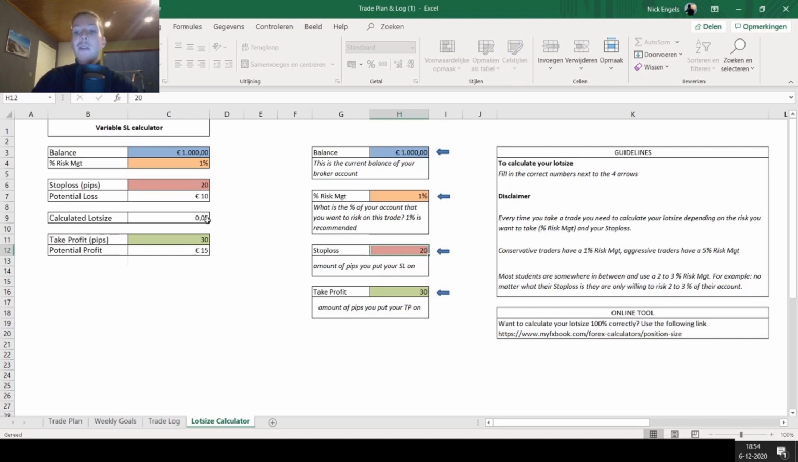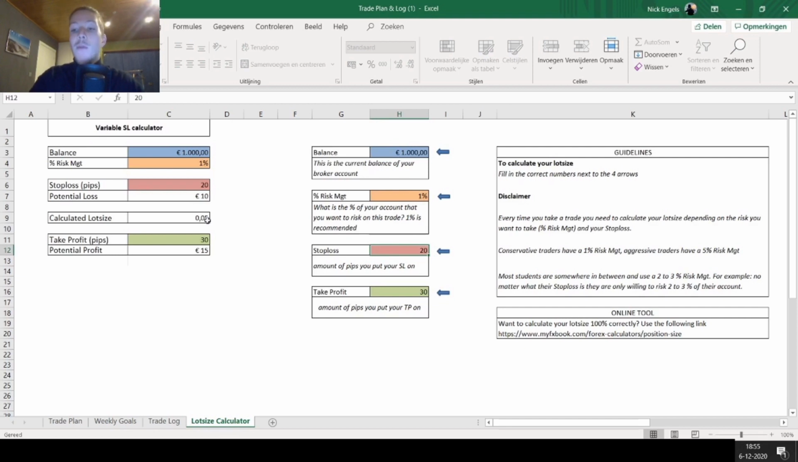Now, I never advise changing your risk management, but I do highly advise to adjust your lot size depending on your stop loss you're using. So that way you're always, in any situation, only risking a maximum amount of 1% for every trade.